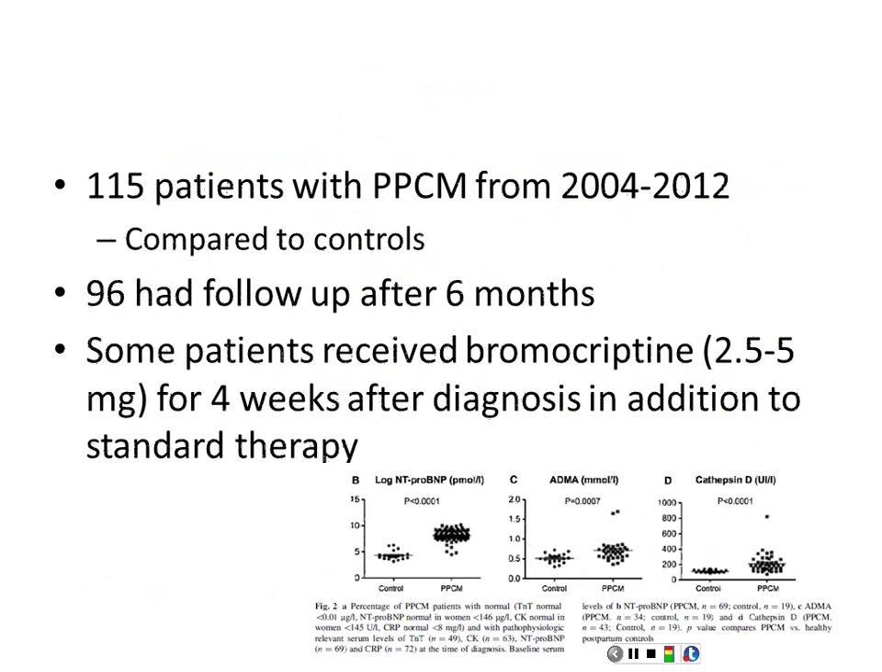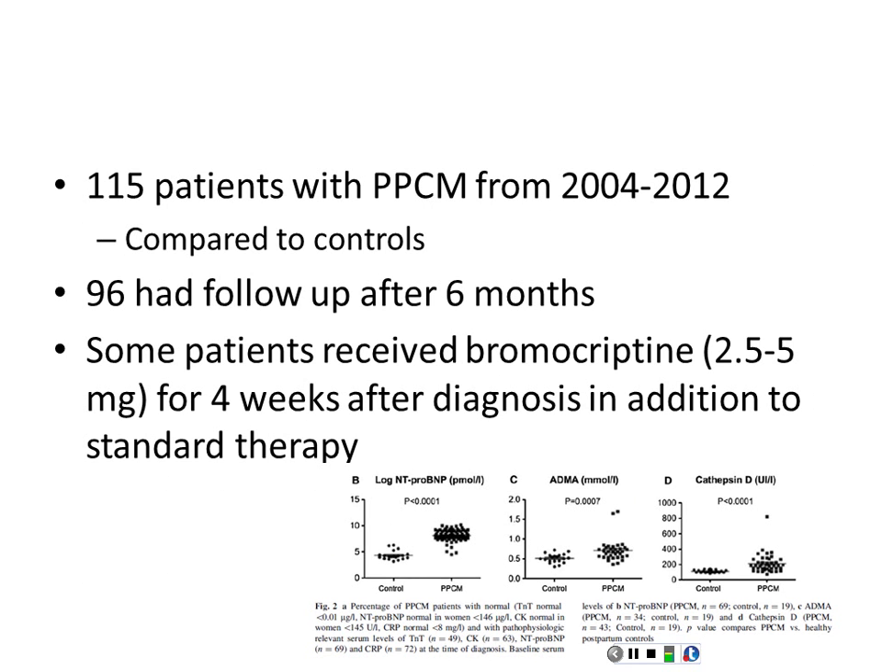So they have these 115 patients with postpartum cardiomyopathy or peripartum cardiomyopathy. 96 had follow-up after 6 months. This is really a retrospective review, but it's from data, some blood they already had. And some patients received bromocriptine for 4 weeks after diagnosis in addition to standard therapy, and some didn't. This thing over here, that's a little bit difficult to read, you can see this is the BNP.